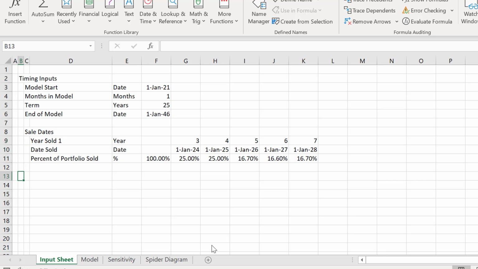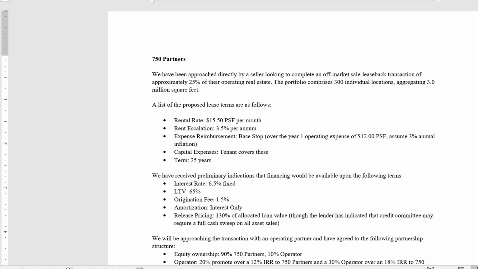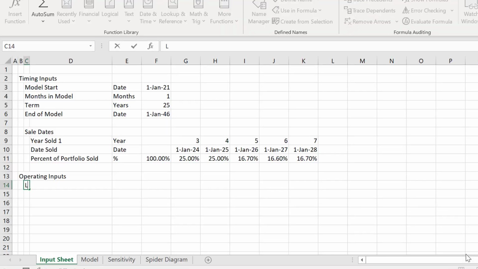Okay, so after we have that, then let's put some operating inputs. And what I always would suggest is let's start with the basics. So when I saw this case, I thought, that's perfect. So they have 300 locations and 3 million square feet. So let's put that in. We might even not really use that. And I don't know what these are, apartments or something?